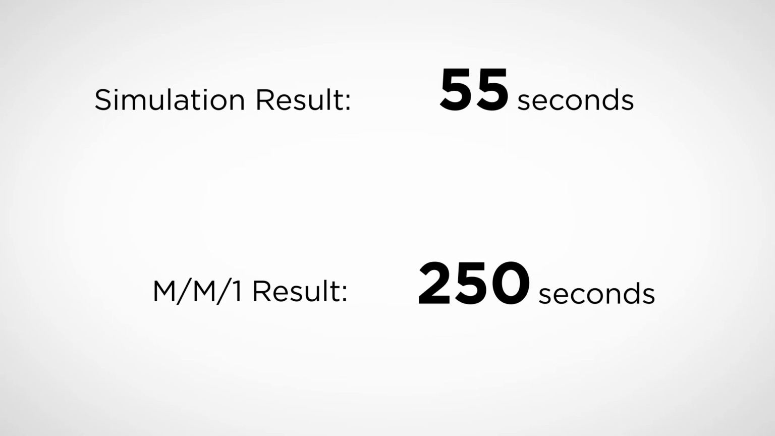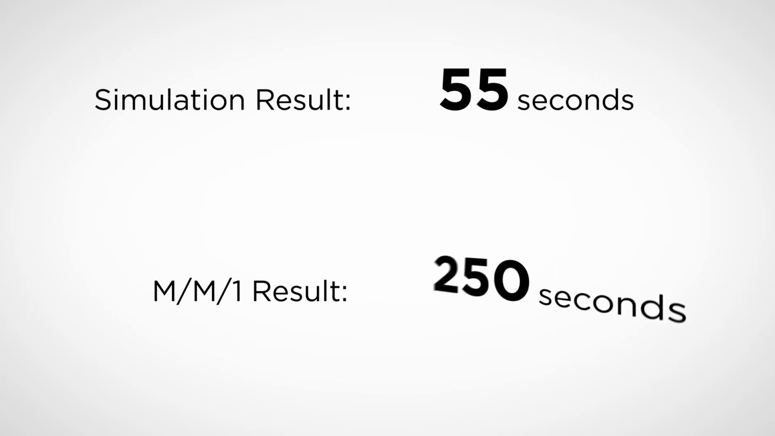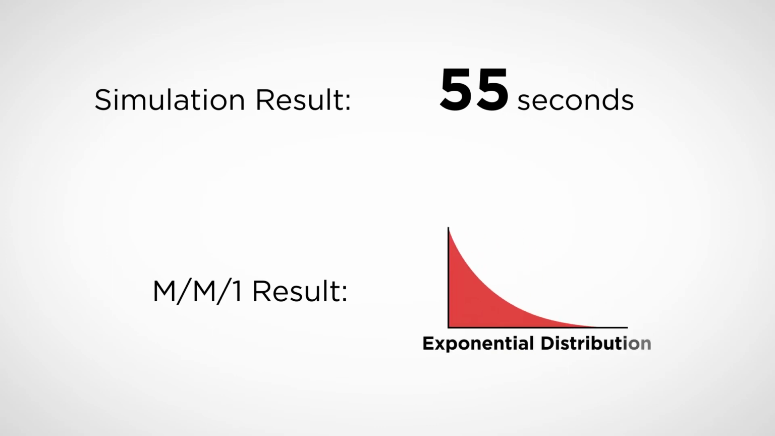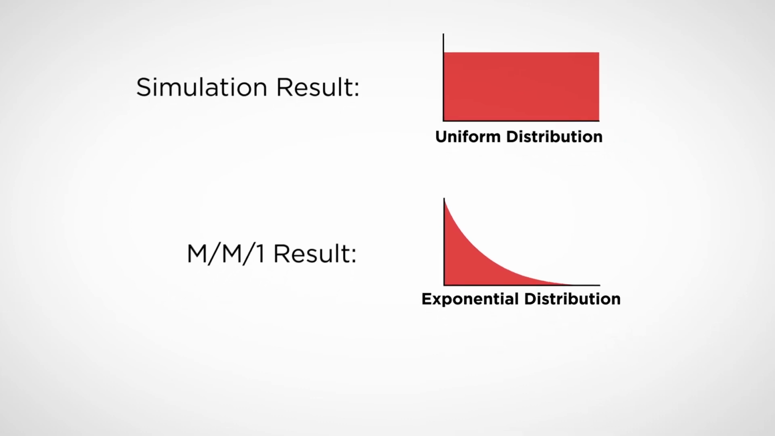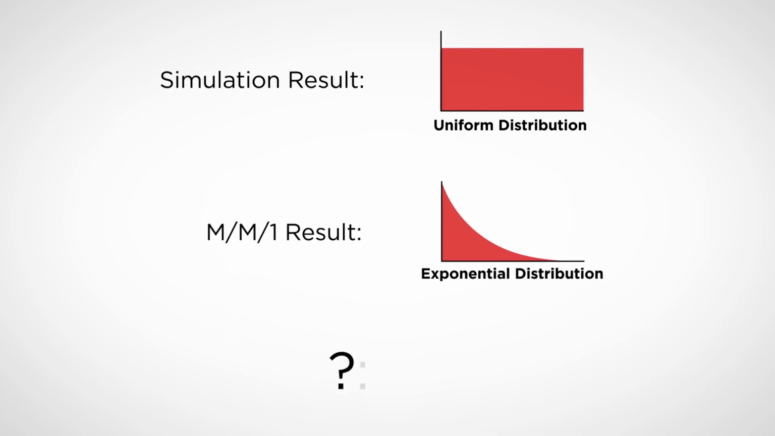The difference is that the MM1 formula assumes exponential inter-arrival times and exponential service times. In our simulation, we assumed uniform inter-arrival times and uniform service times. So try to think about what's so different between exponentials and uniforms and what's driving the difference between these two results. I'm going to give you one more problem to think about.